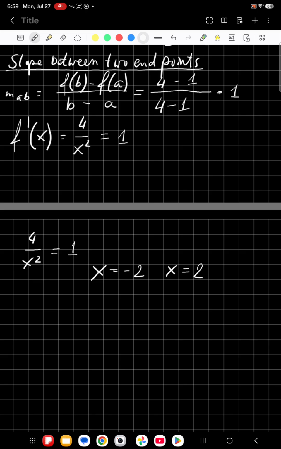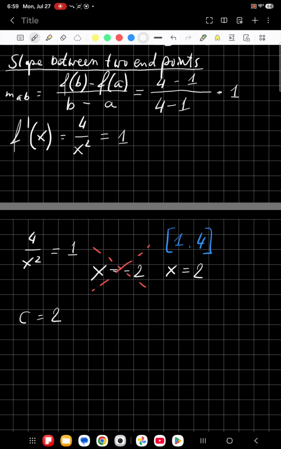Okay, so you see that second number, this number is not in our interval. That interval was from 1 to 4, and that second number is not in that interval, so we just cross it out. Okay, so that number is c, so c is equal to 2.